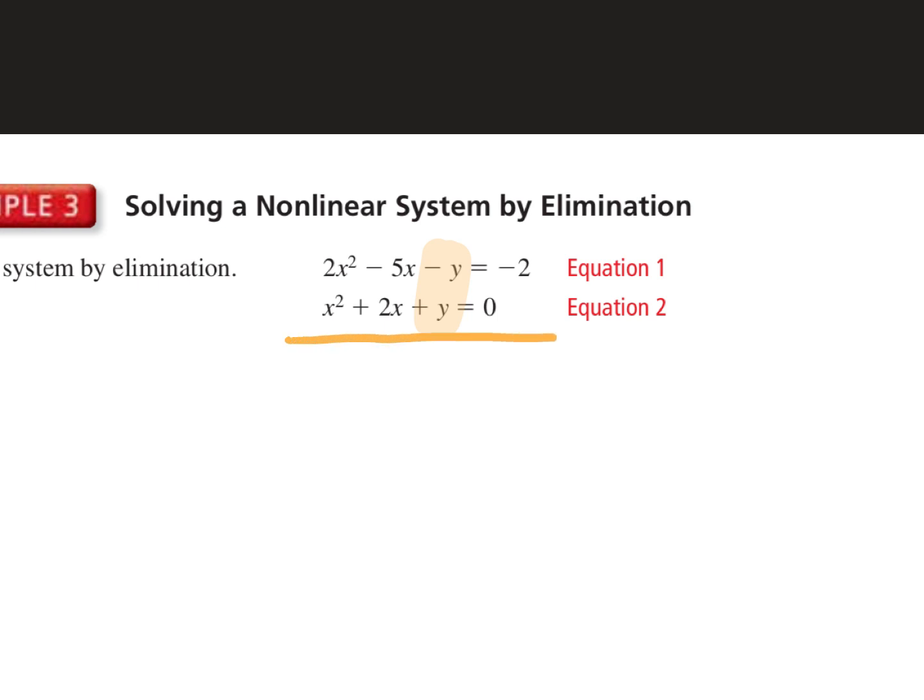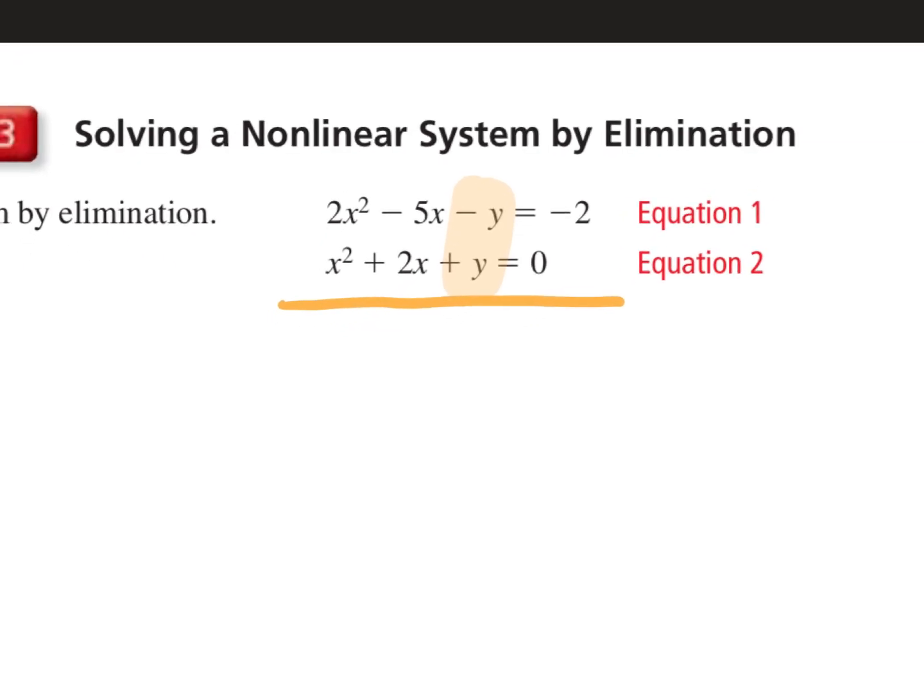So just be careful that you only add the x squared ones together. So these are like terms, these are like terms, and these are like terms. So just got to be careful combining your like terms. 2x squared plus x would be 3x squared. -5x plus 2x would be -3x. And then that's equal to -2 plus 0 would just be -2.